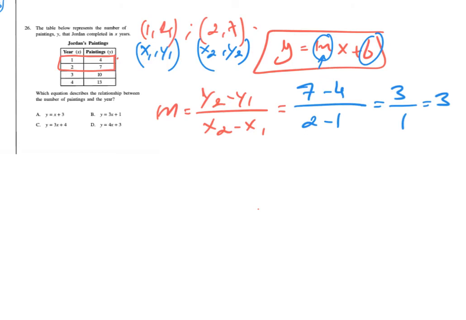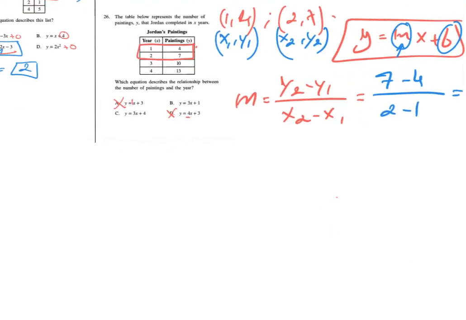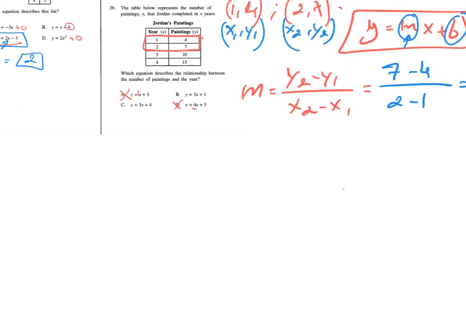Well, process of elimination. We're going to eliminate A and D. Why? Because the slope of A is 1 and the slope of D is 4. We have a slope of 3, so it's going to be either B or C. Now, next step, I have the slope, so I have the equation, which is going to be y equals 3x plus b. I need to find the b here. I mean the y-intercept, right?